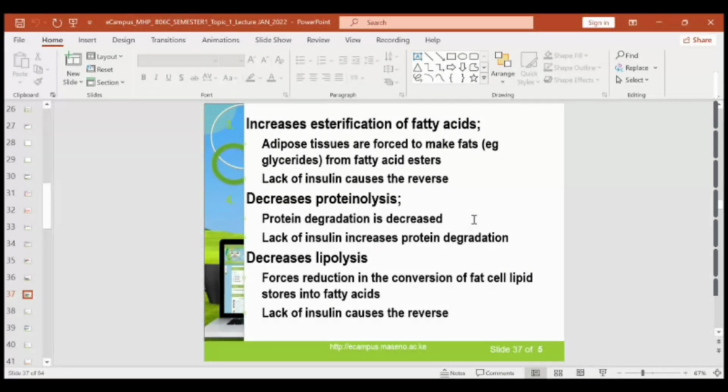where fatty acids are simply converted into fat globules and deposited. Another process is the degradation of proteins, called proteolysis. Insulin inhibits that process and ensures that your body doesn't break down itself because you are made up of protein. We have lipolysis, which is the conversion of fat back into fatty acids, and insulin will decrease that process, and the lack of it will cause the reverse.